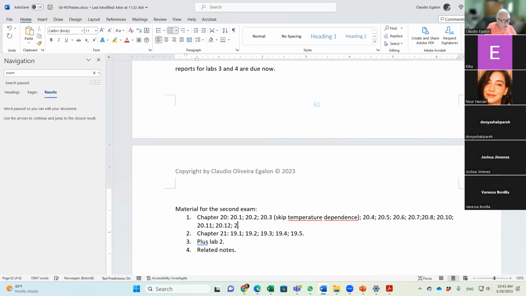We also covered measurement of current and voltage in the lab, capacitors in series and parallel. We covered RC circuits, and that's it. I'm not going to ask about safety and physiological effects of current, but just for safety reasons, keep in mind that DC current above 1 amp is very dangerous and can kill you. Anything above 1 amp is dangerous.